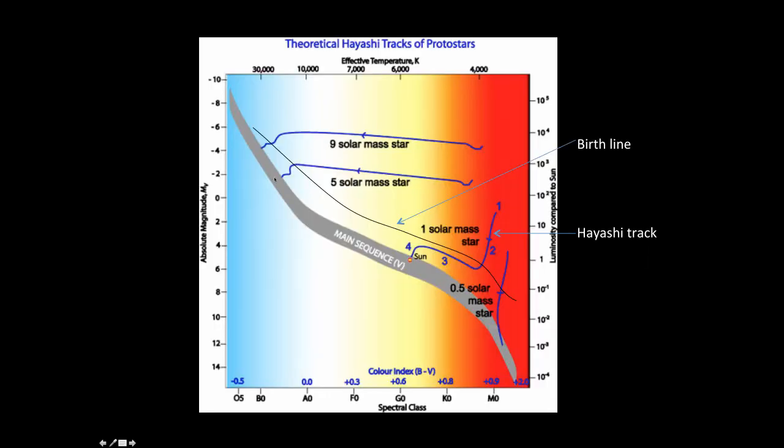Where it appears on the main sequence depends on its initial mass. If you could watch a 9 solar mass star form, it would follow this blue track in the HR diagram and appear high up on the main sequence. A 1 solar mass star like our Sun would follow the blue track here and end up lower down on the main sequence. These blue tracks that protostars follow are called Hayashi tracks. The birth line here marks the point between where we say the star is a protostar and where we say it is a fully fledged star in which nuclear reactions are occurring.